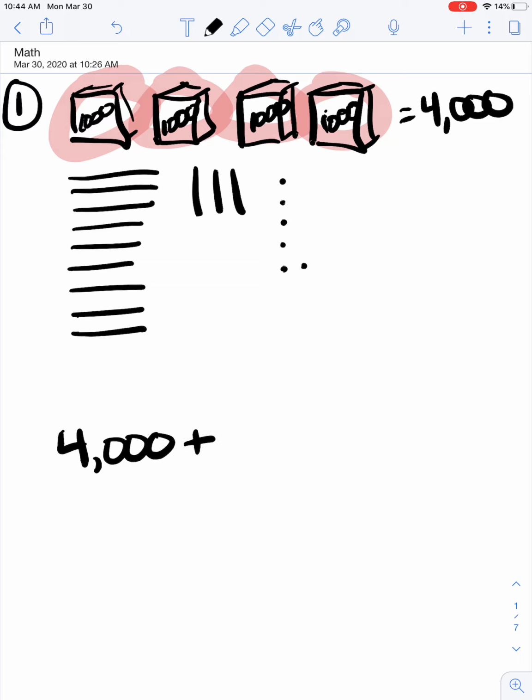Then these bars, excuse my bars, they don't look really like they do on the picture, but those are your hundreds. So let's count them. 1, 2, 3, 4, 5, 6, 7, 8, 9. So that's going to stand for 900.